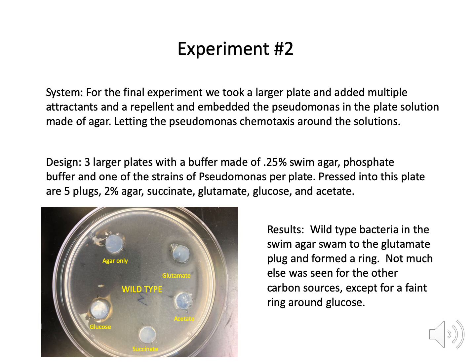I saw for the wild type that the bacteria swam and formed a ring around the glutamate plug. A slight ring formed around the glucose plug. The chemotaxis mutant formed a faint ring around the glutamate plug, which was a bit of a surprise.